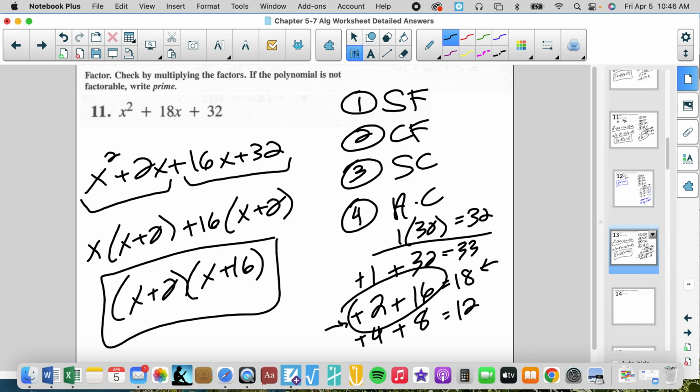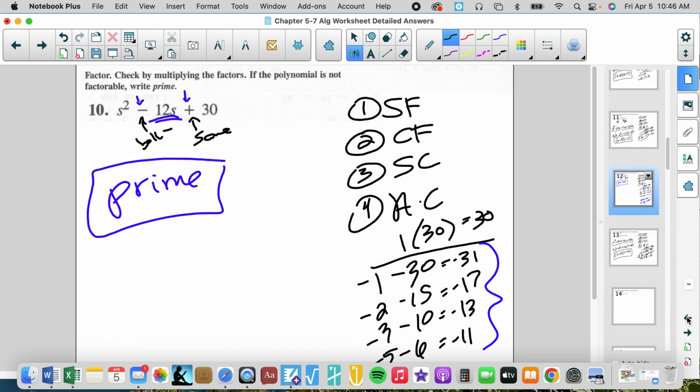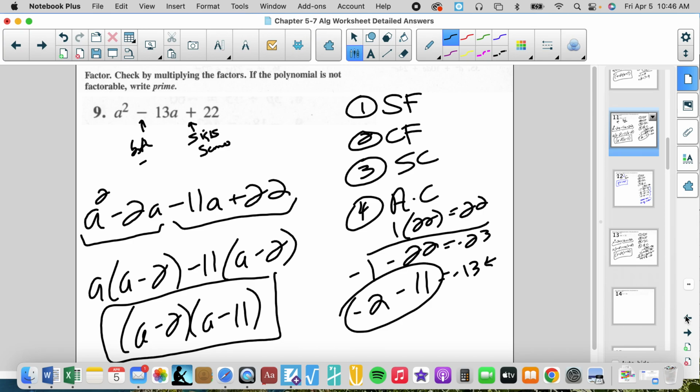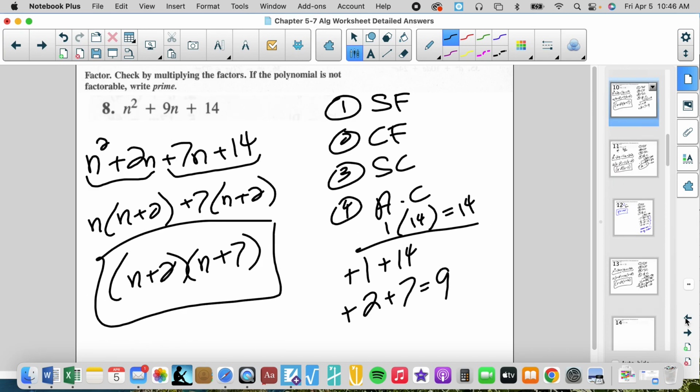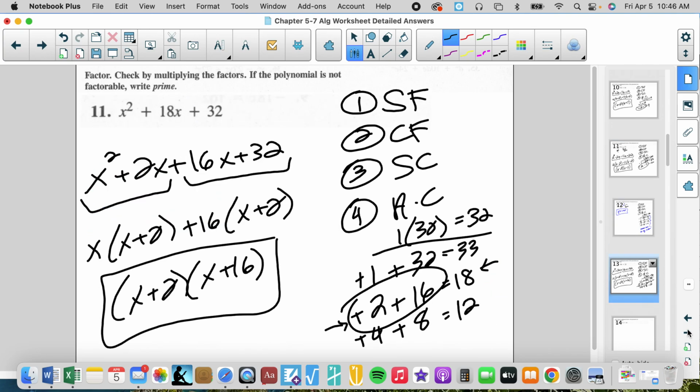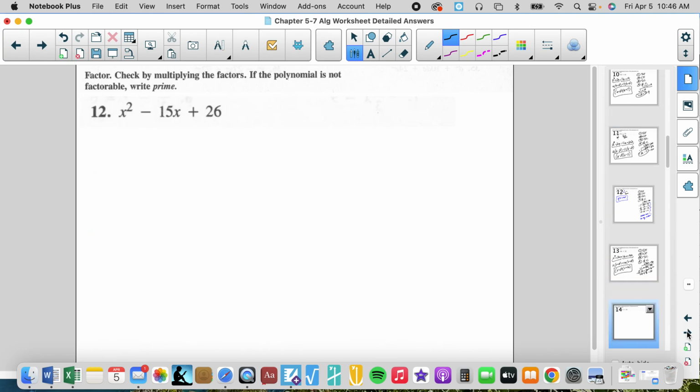Yes, some of you are going to notice, hey, those are the two numbers that I get, positive 2 and positive 16. Yeah, that's going to happen when your A value is 1. You will notice that that will produce the two factors in the binomial. That is true.